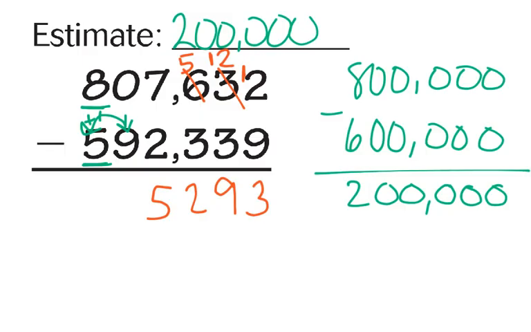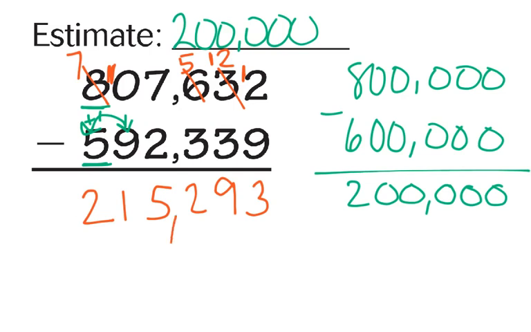0 minus 9, I can't do that, so I have to go to my 8 and borrow. That becomes a 7, and my 0 becomes a 10. 10 minus 9 is 1. 7 minus 5 is 2. Now, notice I didn't go through and cross everything out. I have to look directly to see if my direct neighbor I can borrow from. If I can borrow from my neighbor, then I do it. I don't have to move all the way around.